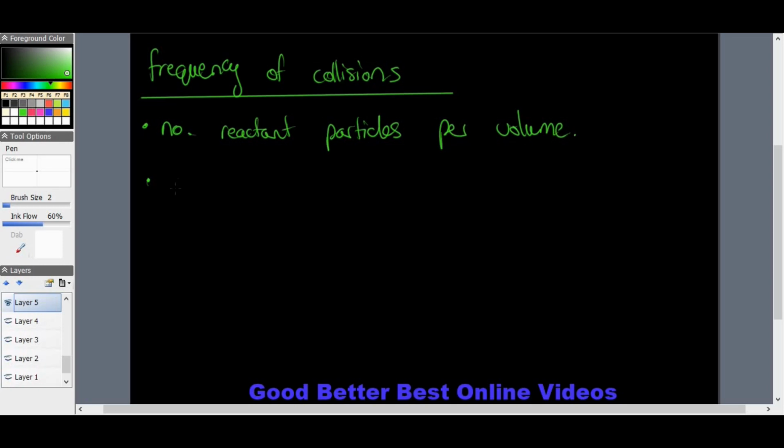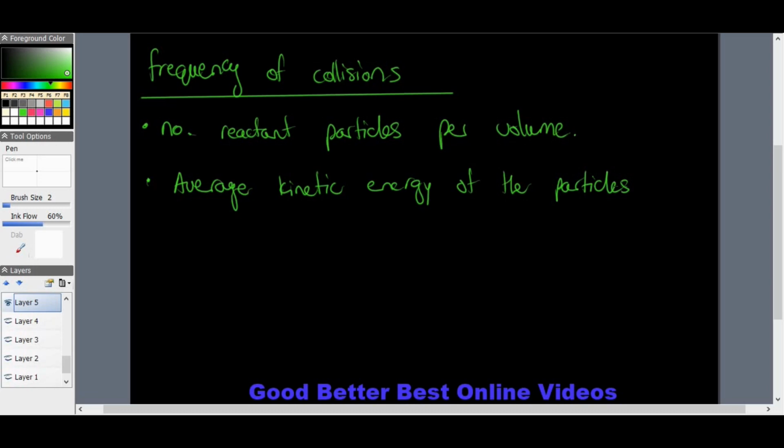And then, of course, the average kinetic energy of the particles. This can be increased by increasing the temperature, right? Increasing temperature increases the average kinetic energy of the particles of the reaction mixture. The particles will move more rapidly, and they will therefore collide more frequently, resulting in more effective collisions, because we increased the temperature.